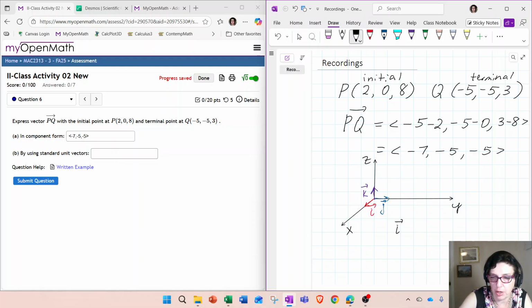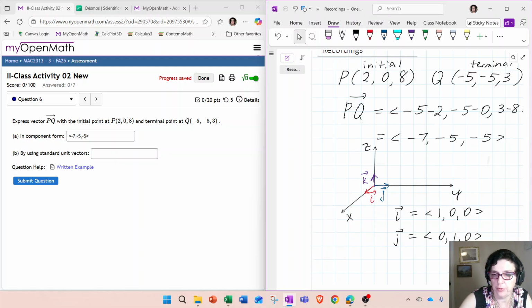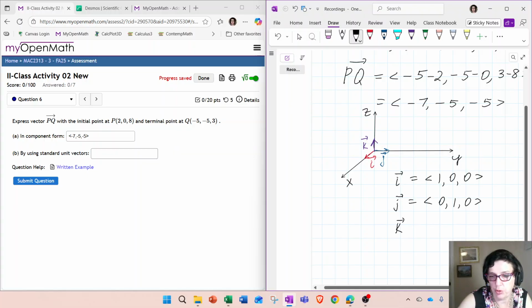But what is vector i? Well, vector i is just <1, 0, 0>, right? Because you're only moving along the x-axis and not y or z. And then j is going to be <0, 1, 0> in component form. And then k is going to be <0, 0, 1>, as you probably realize.